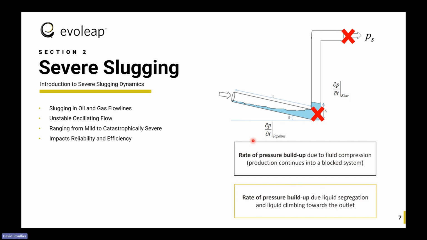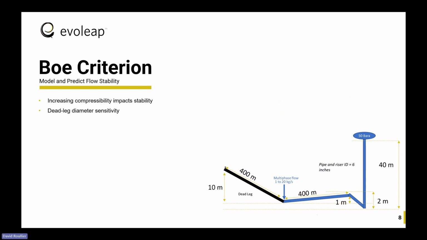It has been discussed extensively in the literature, but I want just to call your attention to that dP/dt pipeline. It basically plays into the compressibility of the subsea piping. In this case, if it's subsea, this is a riser, right? The subsea pipeline or the subsea piping compressibility plays a major role on the stability, okay? So now let's look at the Bøe criterion, okay?